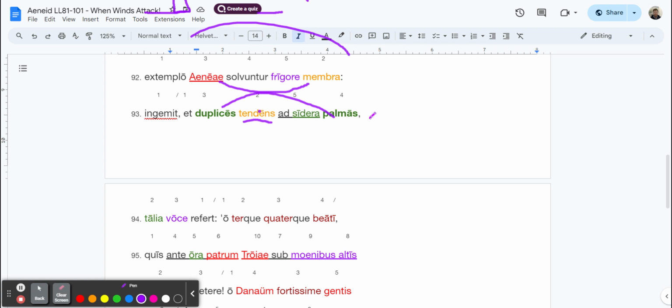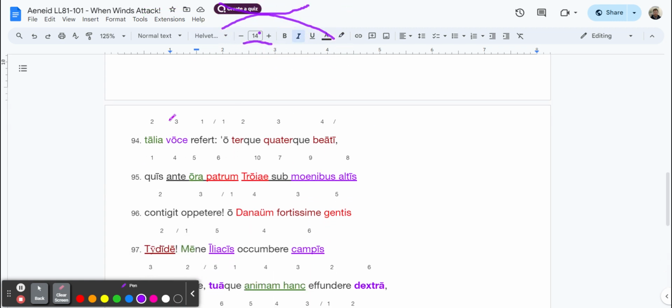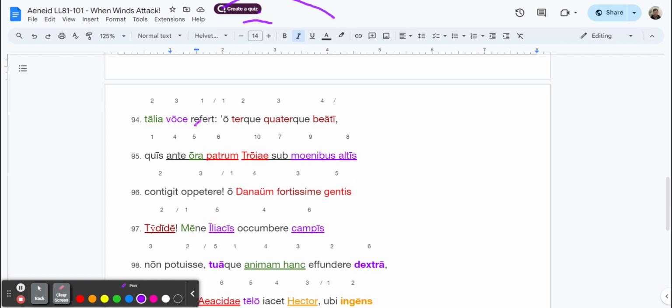So this is an example of hyperbole. Hyperbole is excessive exaggeration, so as to accentuate his grief, his pain. And then we continue on. He reports, he says these things, such things, in this voice, or in his voice. He says, and this is o terque quaterque beati, o three and four times blessed. Okay, he's using the vocative to talk about the people who had died at the gates of Troy during the Trojan War, which he's fled from.